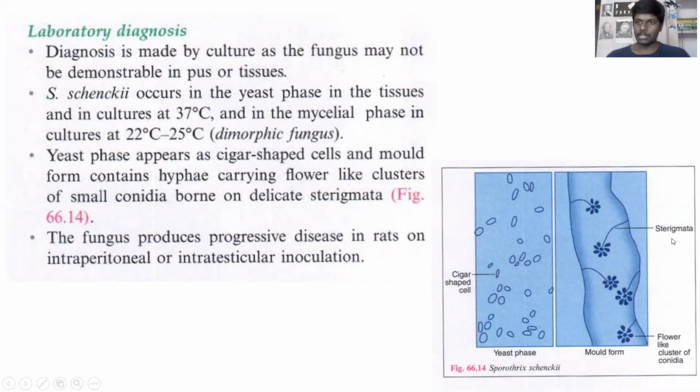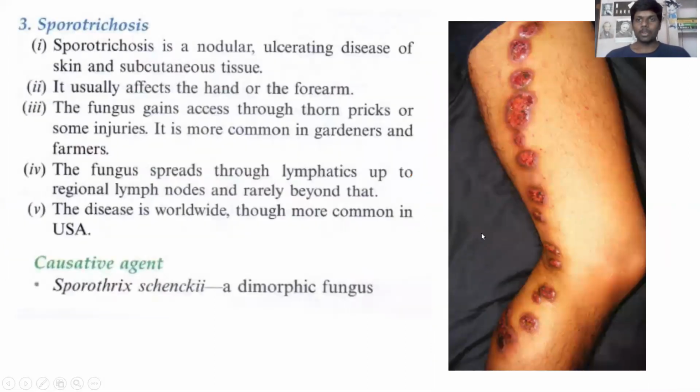So in mold stage, you will see flower-like clusters of conidia, whereas in yeast phase, you will see cigar-shaped cells. So these are the identifying characteristic features of your Sporothrix schenckii. So it is a dimorphic fungus. That means it has both yeast form and mycelial form. In mycelial form, you will see flower-like structures, whereas in yeast form, you will see cigar-shaped cells. So this is all about your sporotrichosis.